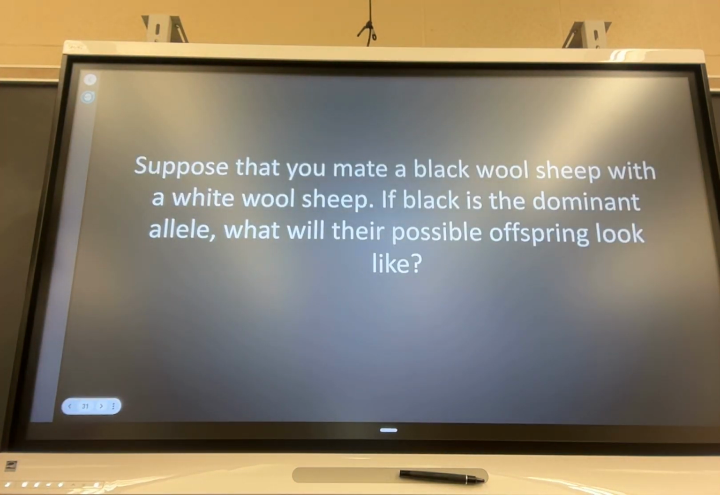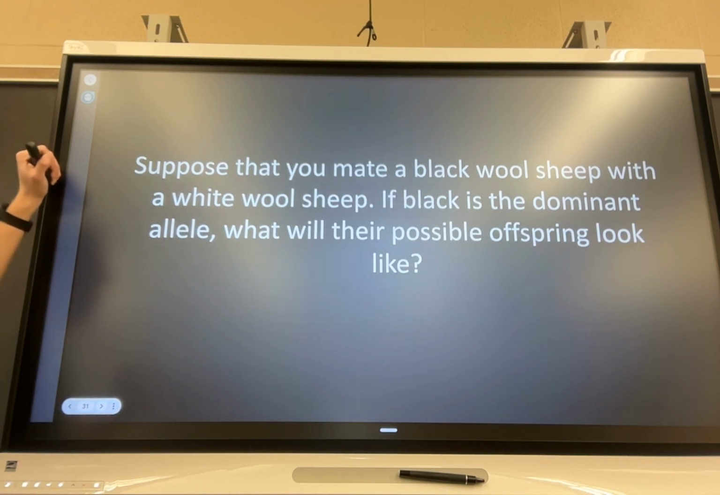So, take a minute, jot down this problem and see if you can figure it out. Suppose we crossed a black wool sheep with a white wool sheep. If black is the dominant allele, what will the possible offspring look like? So take a minute, pause the video, solve the problem, and then we will go over it.